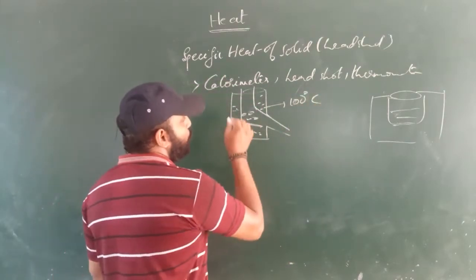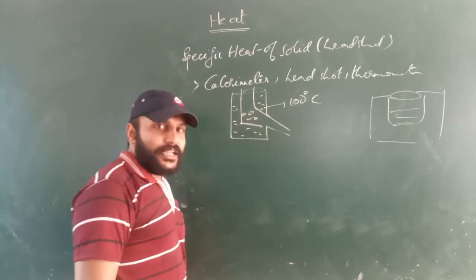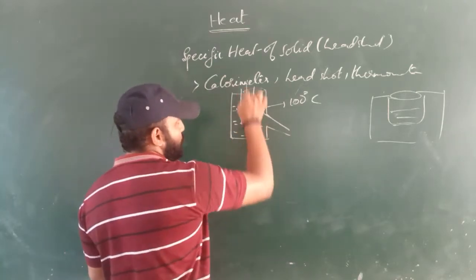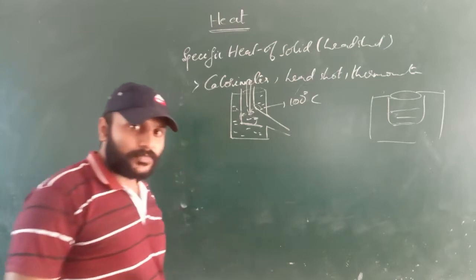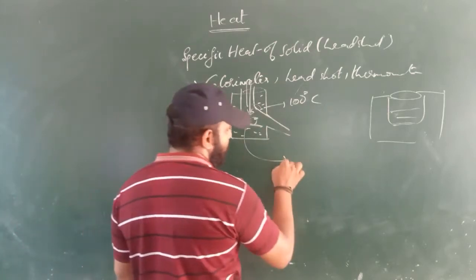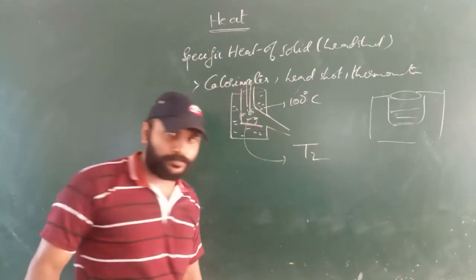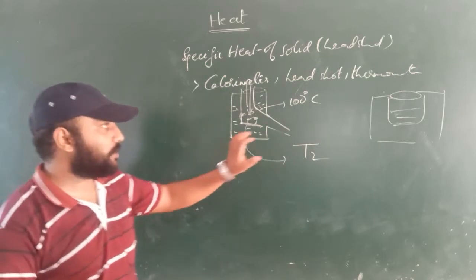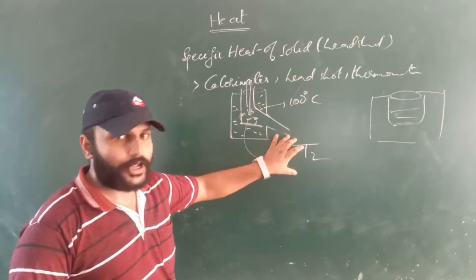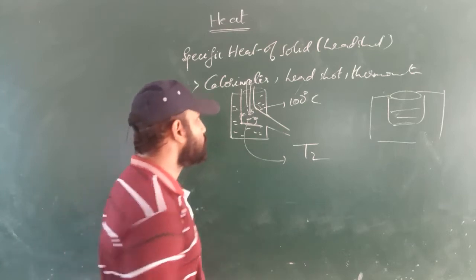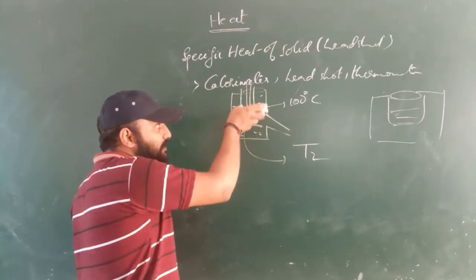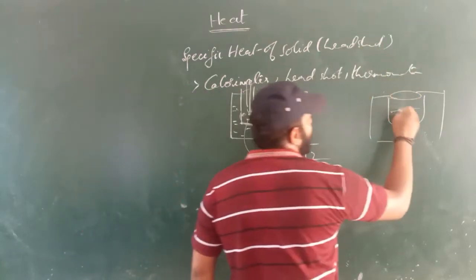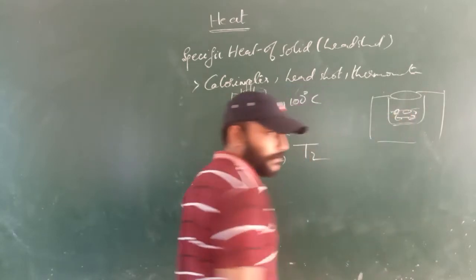Now what will we do? We will measure the temperature of the lead shot by using a thermometer. Let the temperature of the lead shot be T2. We have measured the temperature of lead shot as T2. Now we will quickly place these lead shots into the calorimeter. Understood what I have done?